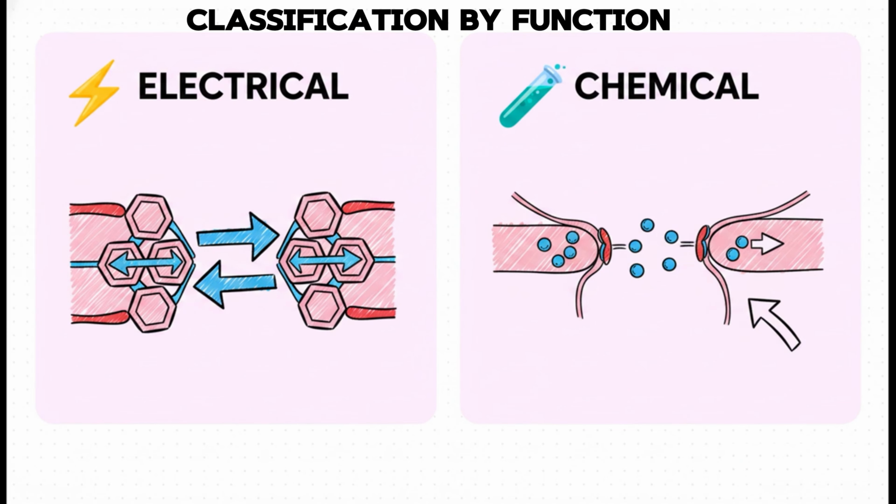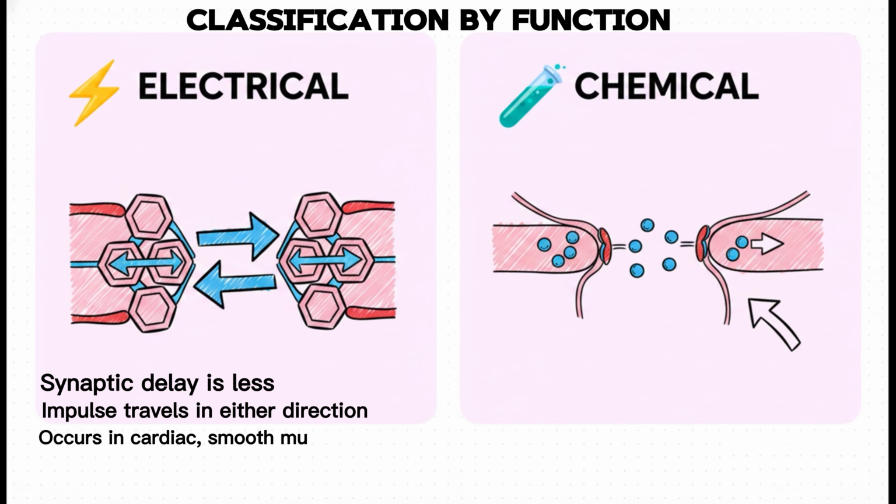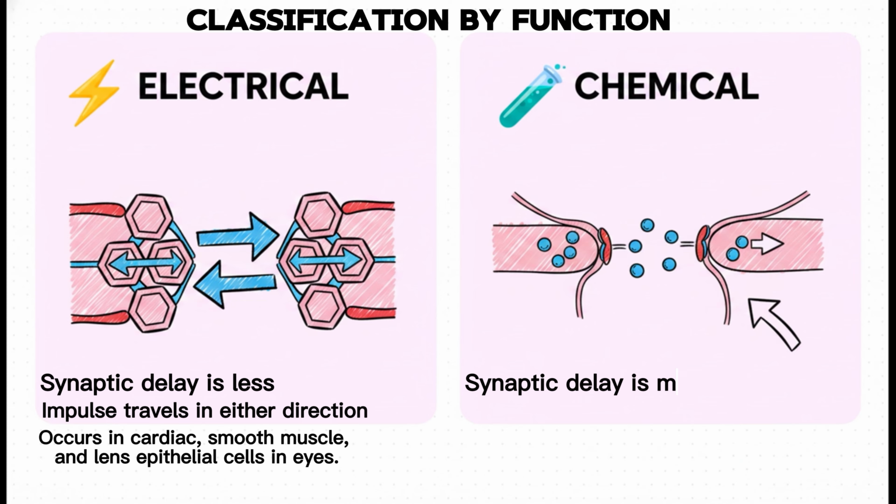Electrical synapses are built for pure speed. Because there's a direct connection, the signal is almost instant, and it can even go in both directions. You find these where you need perfect timing, like in your heart muscle. Chemical synapses, on the other hand, are a bit slower, but they are way more versatile. Because they use those chemical messengers, the signal can be tweaked and modified in all sorts of complex ways, and it only goes in one direction.